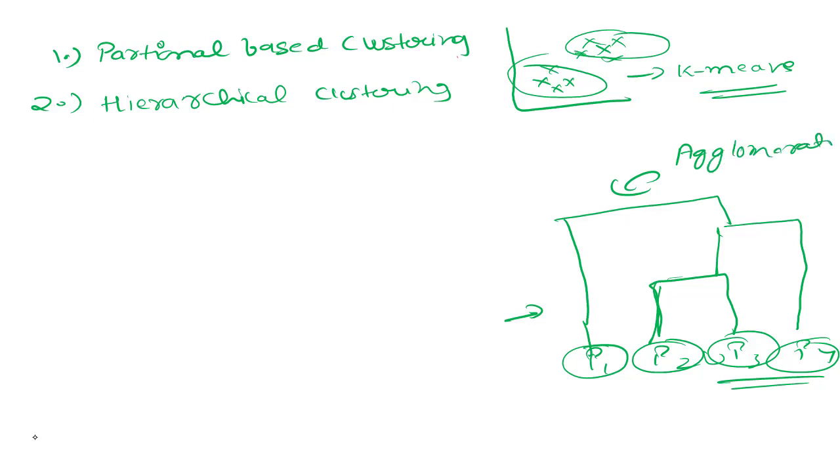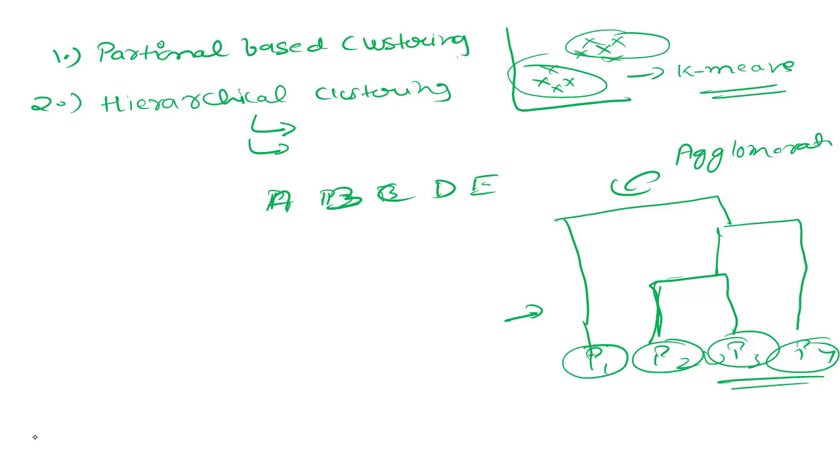We are in divisive, and I'm talking about hierarchical clustering, which is agglomerative and divisive. In divisive, we have given P1, P2, and something called P3. Let's assume that we have A, B, C, D, and let's assume E also. So you divide this. What you do is simply divide it.